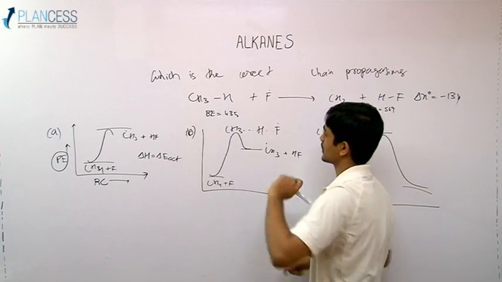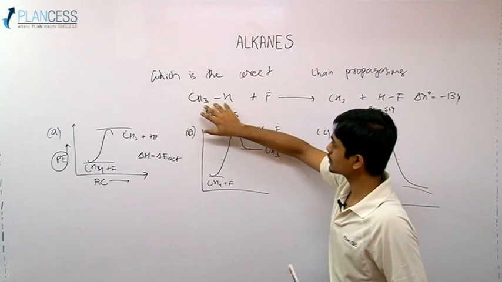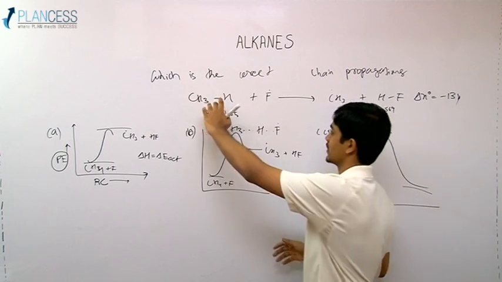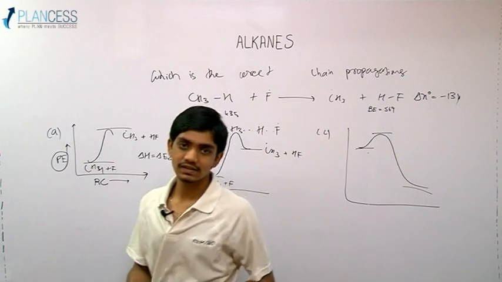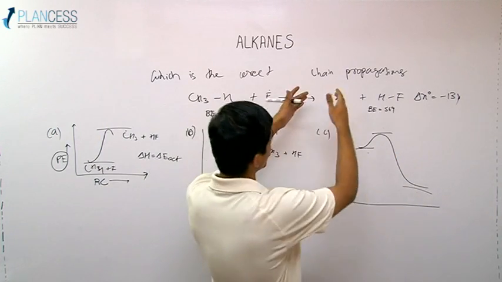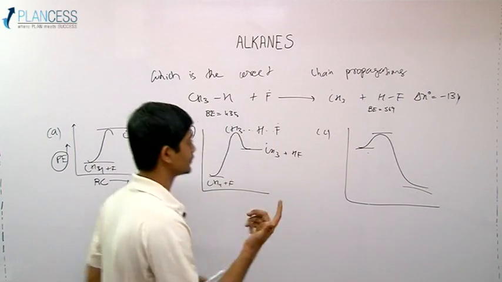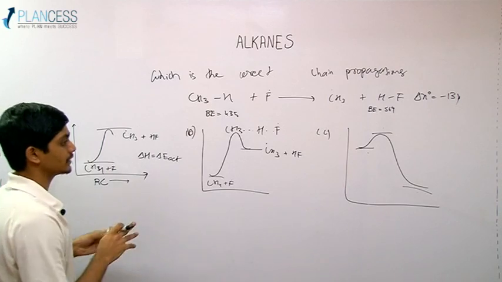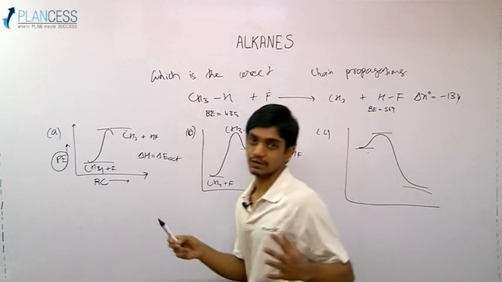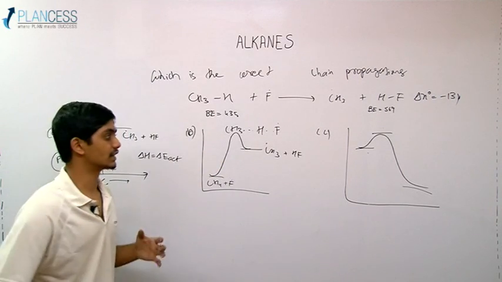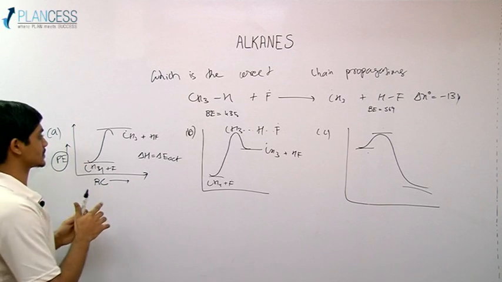Initially, when this chain propagating step started, the molecules present in the reaction mixture were of the kind CH4 plus one F radical. But as the reaction proceeded, the molecules converted into a CH3 free radical and an HF molecule. So we have to determine what is the correct potential energy diagram relationship, how the potential energy of the molecule changes. Fine. First of all, think which of these plots, what is the difference between these plots?